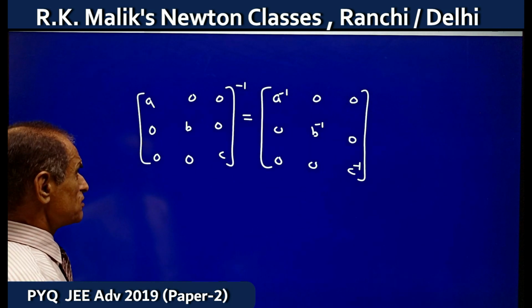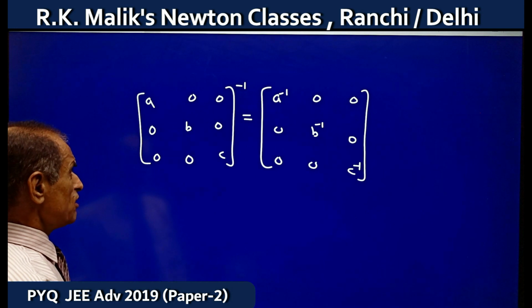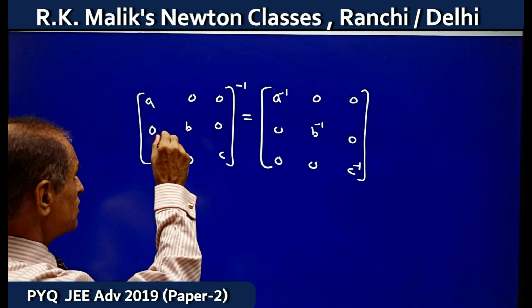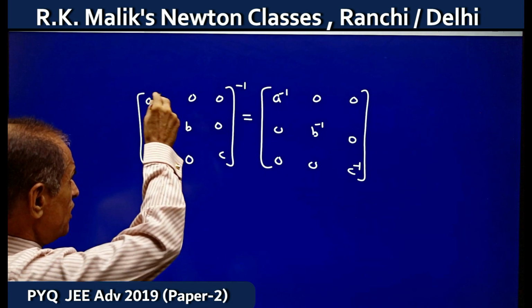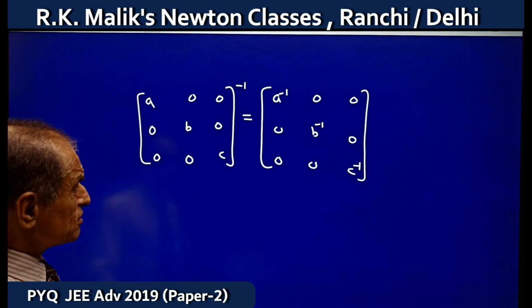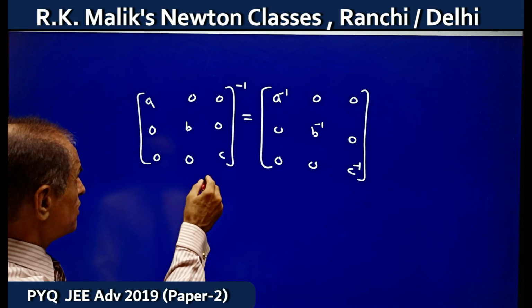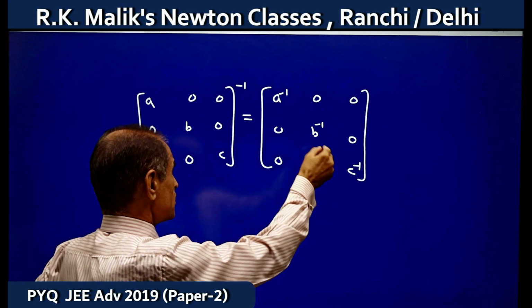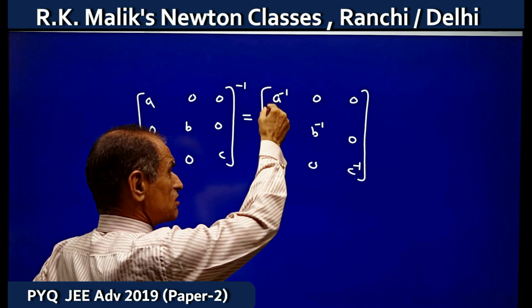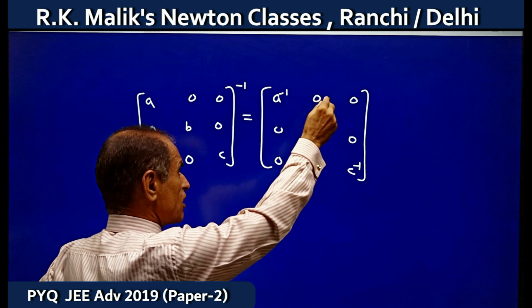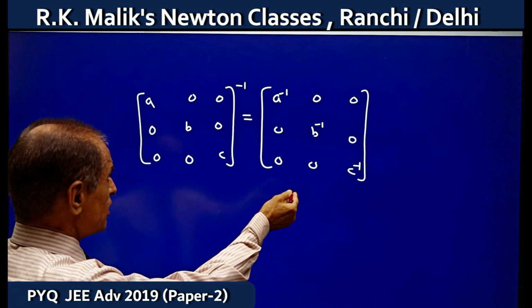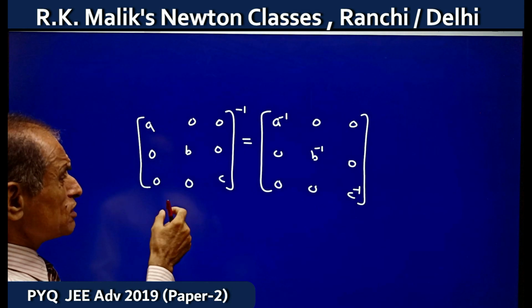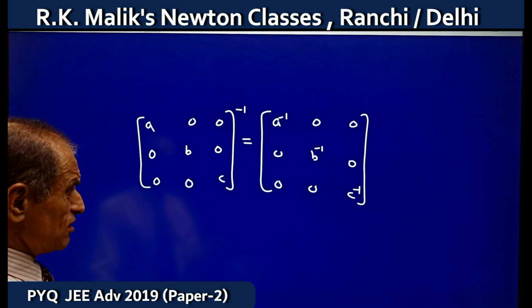The next concept is to find the inverse of any diagonal matrix. To find the elements of inverse of diagonal matrix, simply write A inverse, B inverse, C inverse along the diagonal and all other elements 0. This is the inverse of this matrix. You must know these formulas directly.